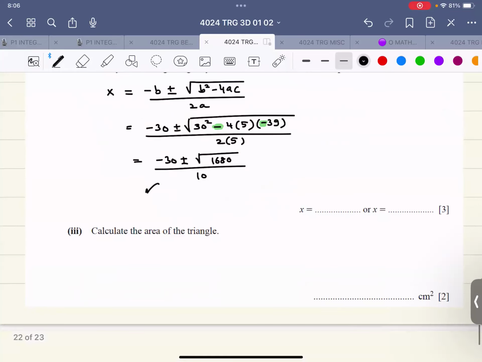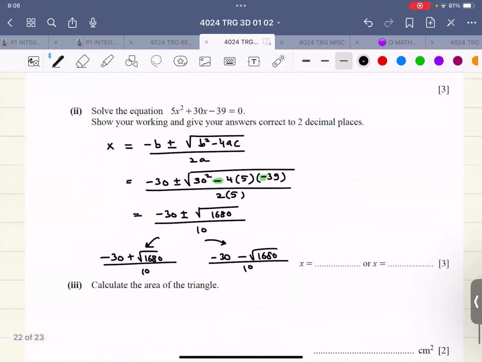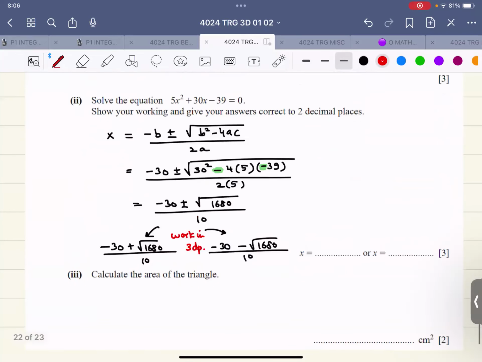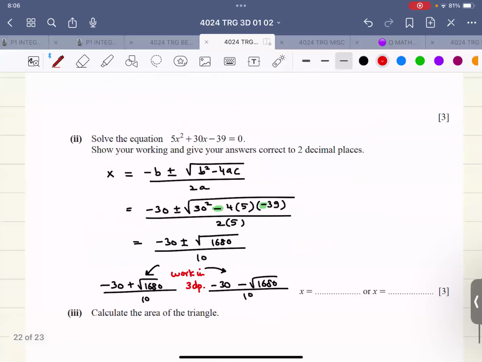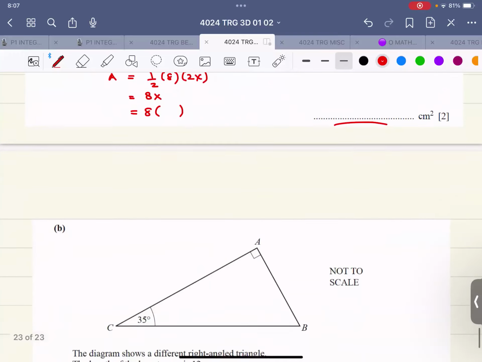And then we know how to do the working. So it's either minus 30 plus square root 1680 divided by 10, or minus 30 minus square root of 1680 divided by 10. We need the answer to 2 decimal places. Therefore, work in 3 decimal places. What about the area of the triangle? That's half into base into height, half into 8 into 2x. That comes out to be 8x. And we'll plug in the value of x and we will get this answer. I'll just open the mark scheme very soon.